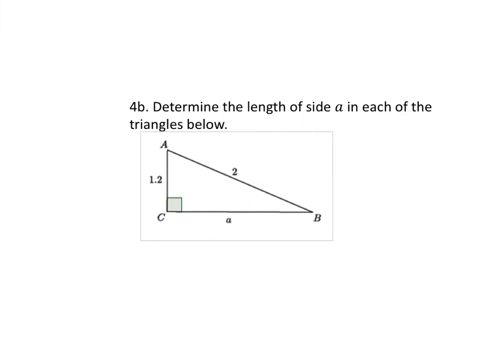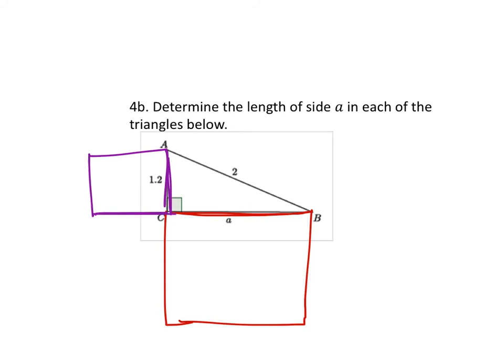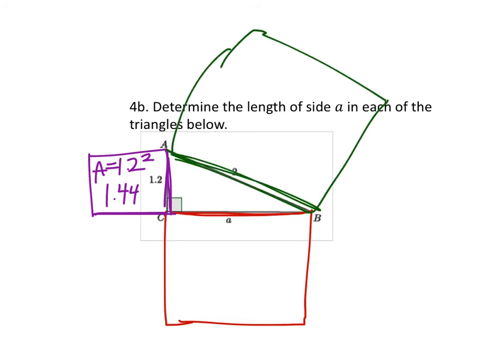Alright, so for B, we'll use the squares on this. And again, we're looking for first the area of this square, which will then help us to find the side length of that square. And to do that, we've got to look at the other two squares. Now this is a leg right here at 1.2. So its area is 1.2 to the power of 2, which is 1.44. Next up would be the hypotenuse as a square. So I'll draw this as a square. Its area is its side length to the power of 2, which is 4.